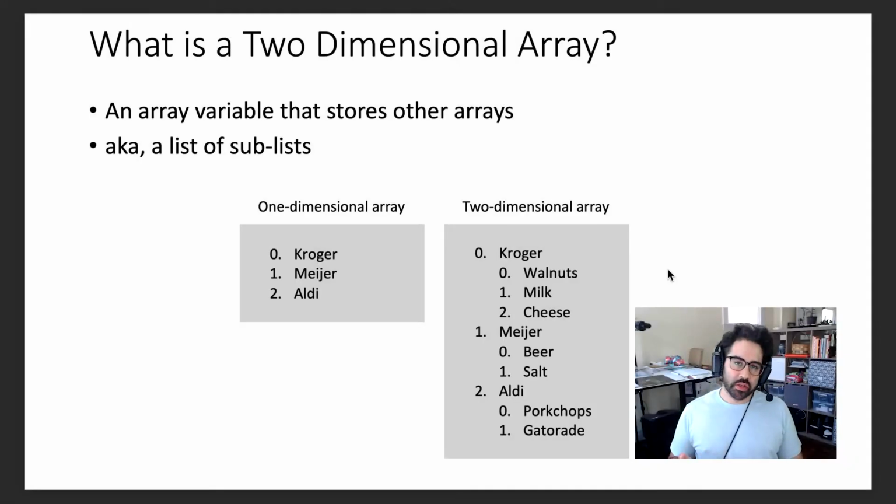Now, you might already be familiar with one-dimensional arrays, which are variables that store a list of individual values. So for example, we might have a one-dimensional array that stores a list of strings, in this case, names of different grocery stores. So two-dimensional variables are different in that they store other arrays instead of just individual values in their list. So you could kind of think of it like a list that stores sublists inside of it. If we go off of this grocery store name example, a two-dimensional version of that array might include a list of the individual items we may want to buy from that store.